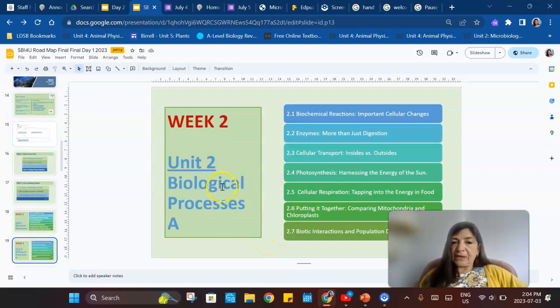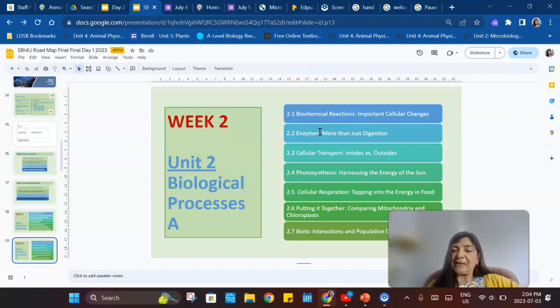In the second week, we'll be working on Unit 2, Part A, so the first half of Unit 2, which is mainly focusing inside cells. So you're going to see the processes that happen inside cells. We'll zoom in inside the cell to see how cells function. So we're going to study the transport across the cell membrane, important cellular functions such as photosynthesis and respiration, and finally, we'll try to put things together, and then we'll zoom out and see how interactions between populations in the environment take place.